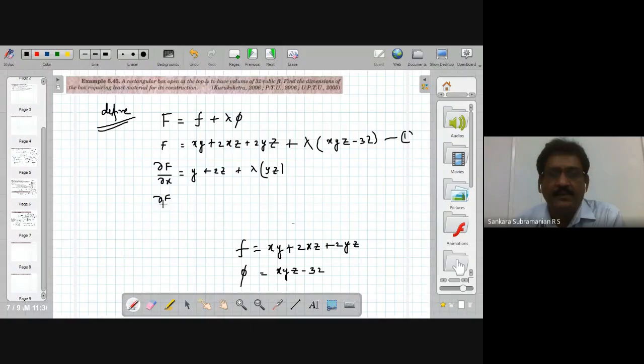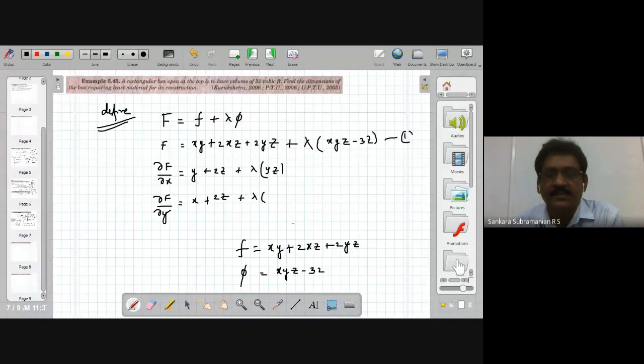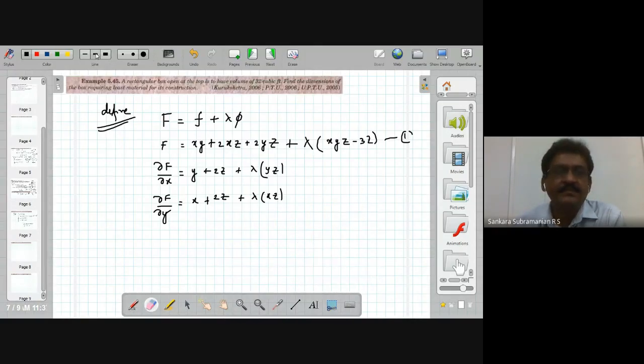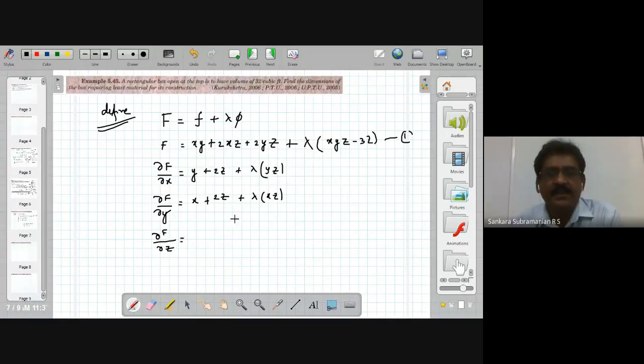Find dou F by dou y, which is x plus 0, plus 2z plus lambda times xz. Next, find dou F by dou z. This is equal to first term 0, second term is 2x, and the third term becomes 2y plus lambda times xy.